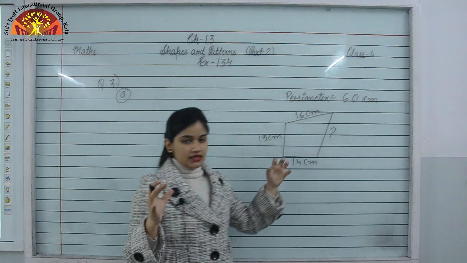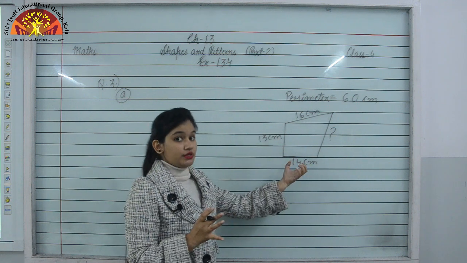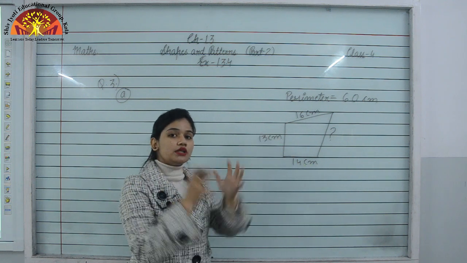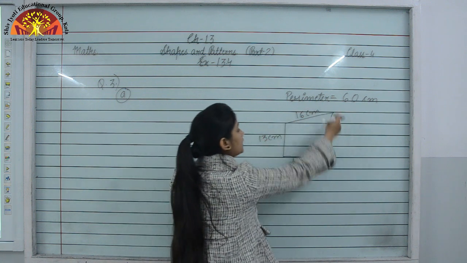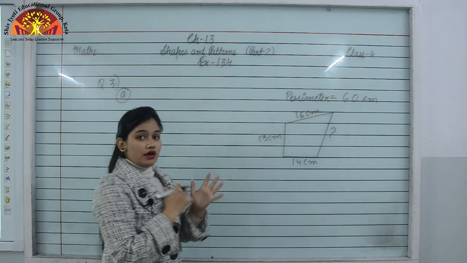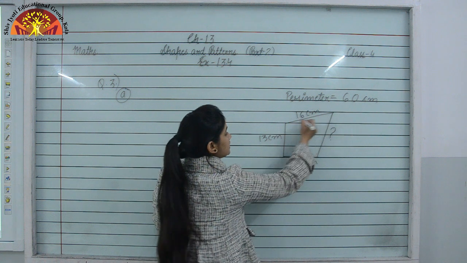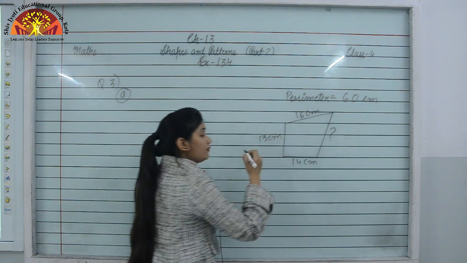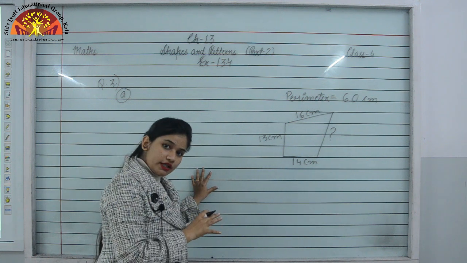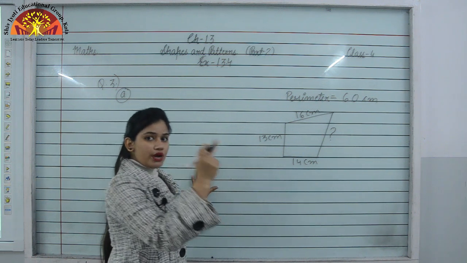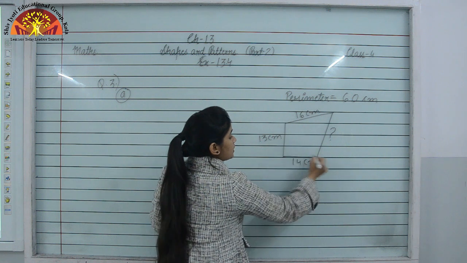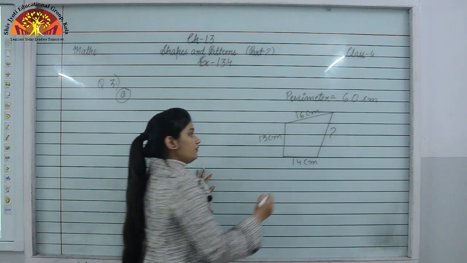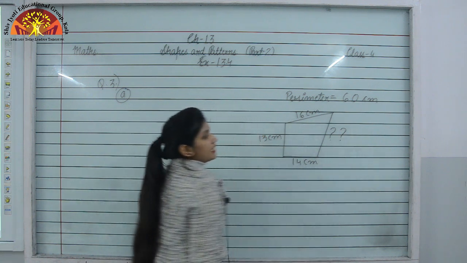So if I take the perimeter of this shape, what am I taking? I am taking the total length of this shape, right? If I take the total length and subtract these 3 sides, this plus this plus this, we have taken the total length of the shape and now we are subtracting these 3 sides. So what will we get now? We will get the missing side here.